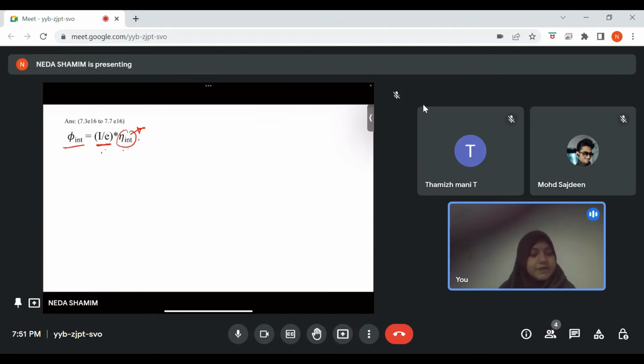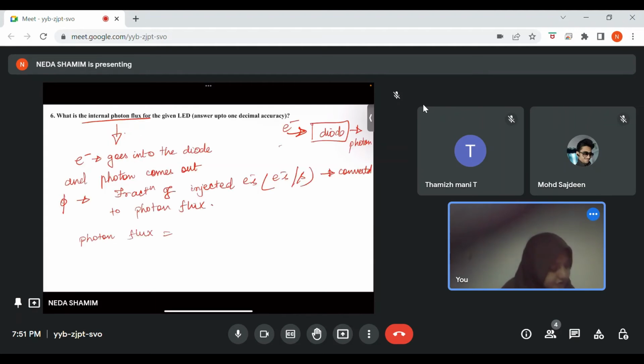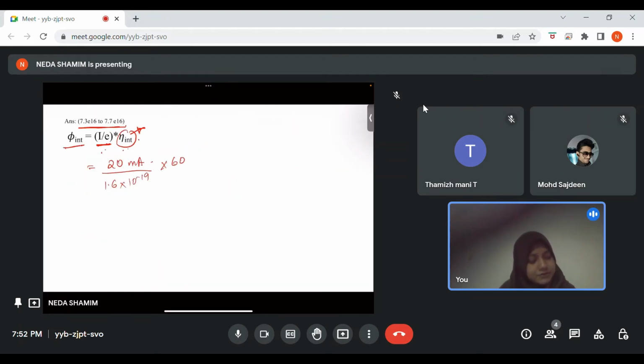Okay, so I will ask you to cross check this value. The current is 20 milliamperes by the electronic charge 10 to the power minus 19, and how much was the internal quantum efficiency? That was 60%. Okay, into 0.6, 60 by 100, that is 0.6. So you can do the math and just let me know whether you get the same answer as this. Just check with the answer.